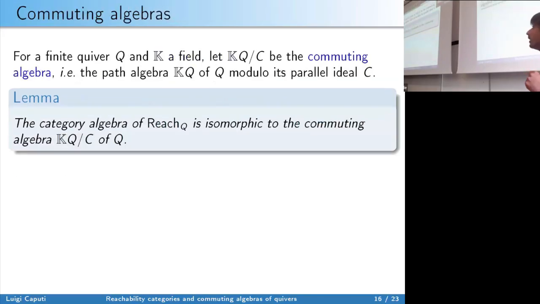In ring theory, if you start with a quiver, you can consider what's called the commuting algebra of the quiver. This is known to be the path algebra generated by the quiver, where you mod out the parallel ideal. So this is the two-sided ideal in the path algebra, which is generated by paths with the same source and the same target. But on the ring level or categorical level, this is precisely what we were doing from the path category to cook up the reachability category. And in fact, if you compute the category algebra of the reachability category, then this is isomorphic to the commuting algebra that I just defined.